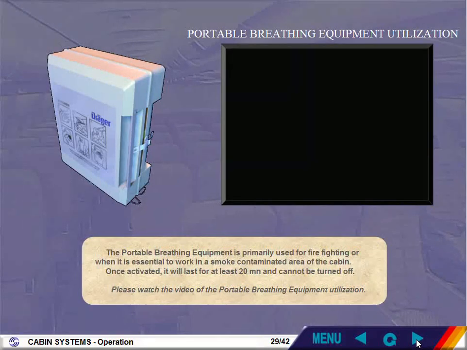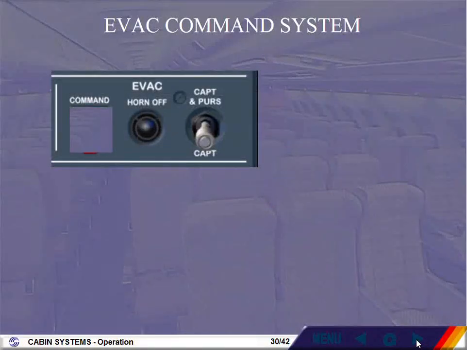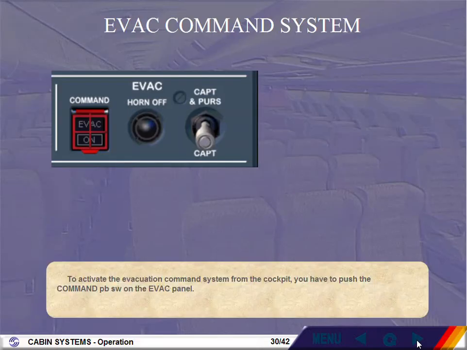To activate the evacuation command system from the cockpit, you have to push the command push-button switch on the evacuation panel. Start the evacuation command system.